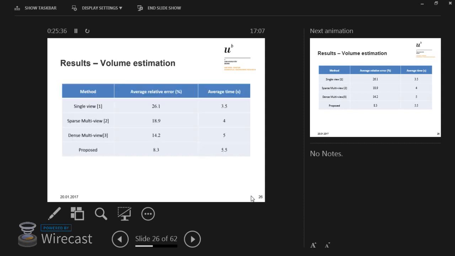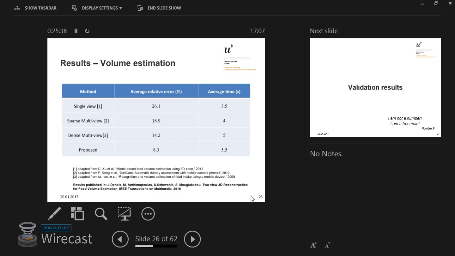And the results that come with it are here. At the bottom, the system that we proposed and improved over the last 4 years. And then the top 3 are choices of representatives from the bibliography. So we have a single view estimation, a sparse multi-view, and another dense multi-view to compare with.